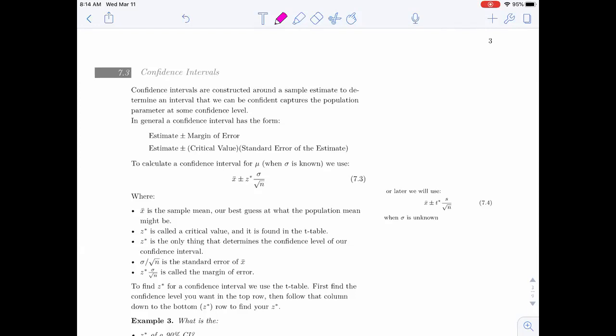So all of stats from here on out, the process that we're doing is we collect a sample, we calculate information from that sample, but we're trying to learn about the population, right? And so this whole section on inference, that process of going from a sample to try to infer something about the population, that's inference.